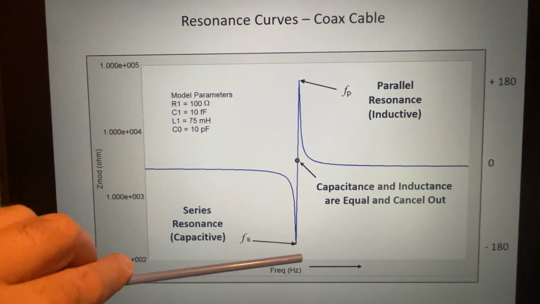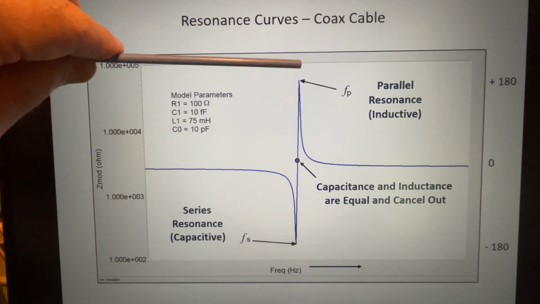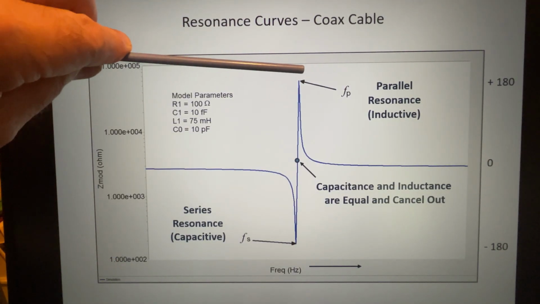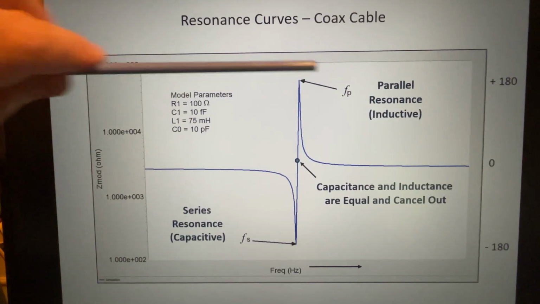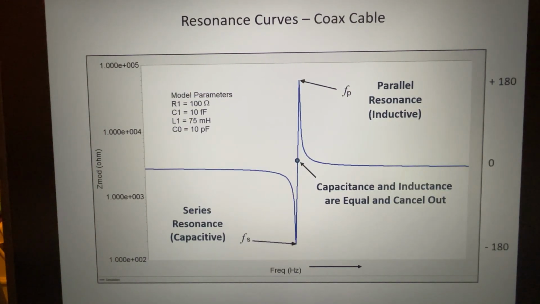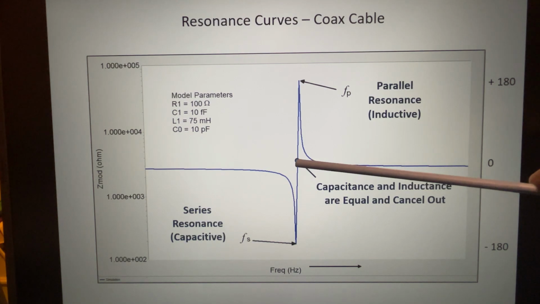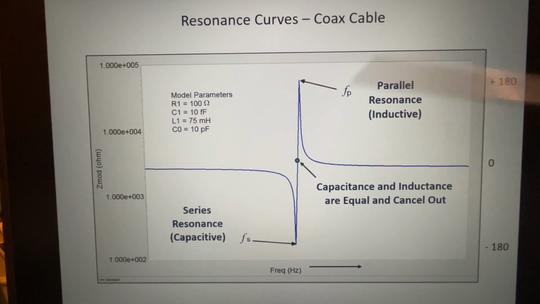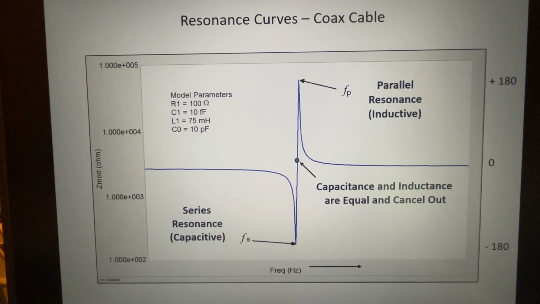So series resonance, the impedance is at its lowest point. Parallel resonance, the impedance is at its highest point. Here it's capacitive, here it's inductive. Now at 0 degrees, the capacitive reactance and inductive reactance are equal and they cancel out. So that's the point where the impedance would be the lowest. That's what we showed with the series resonant frequencies for both components. So that's what it looks like, and we'll actually measure some coax and take a look on the NanoVNA.